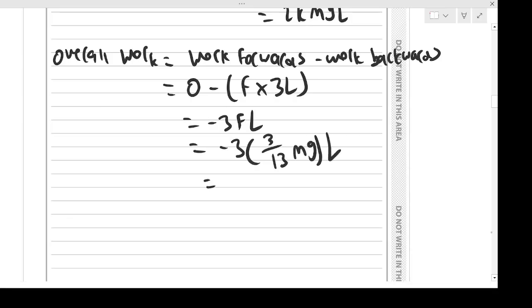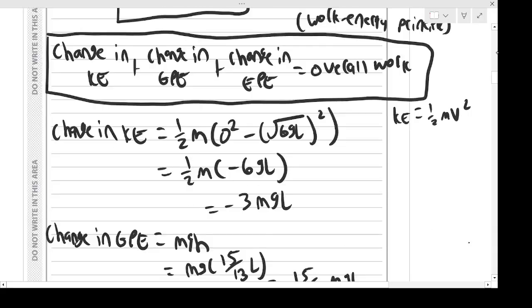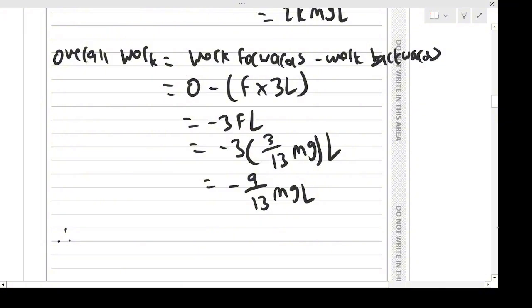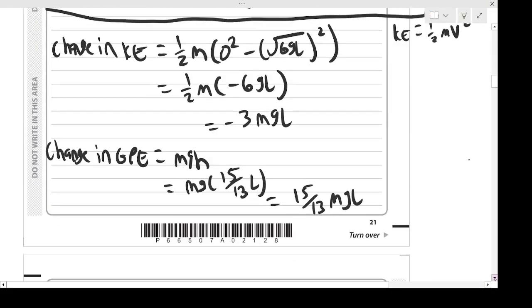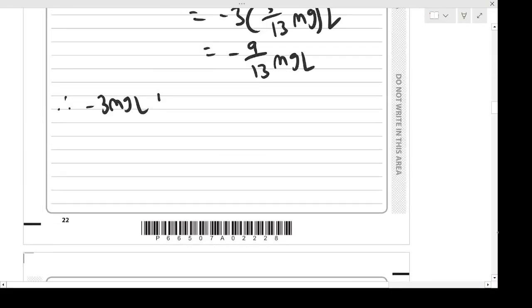So this will all simplify to minus 9 over 13 mgl. Okay, and that's my overall work. And now I can sub everything into the work energy principle. So firstly, the change in kinetic energy, minus 3 mgl. Again, we keep the negatives, that's important. Then the gravitational energy is 15 over 13 mgl.